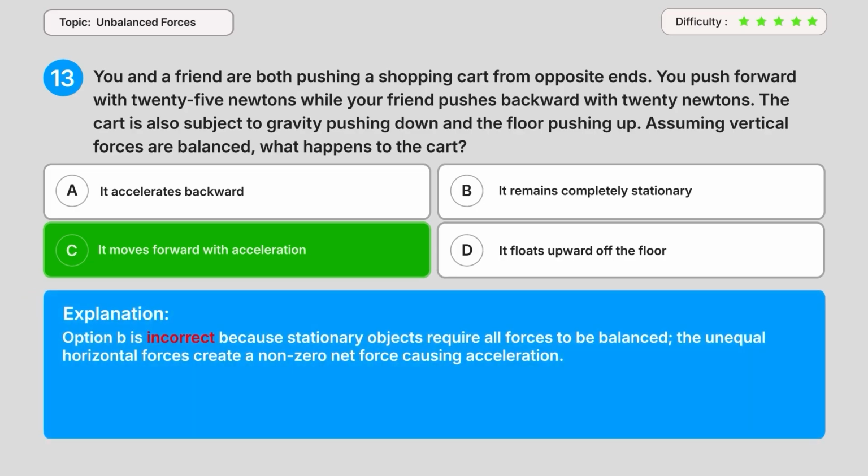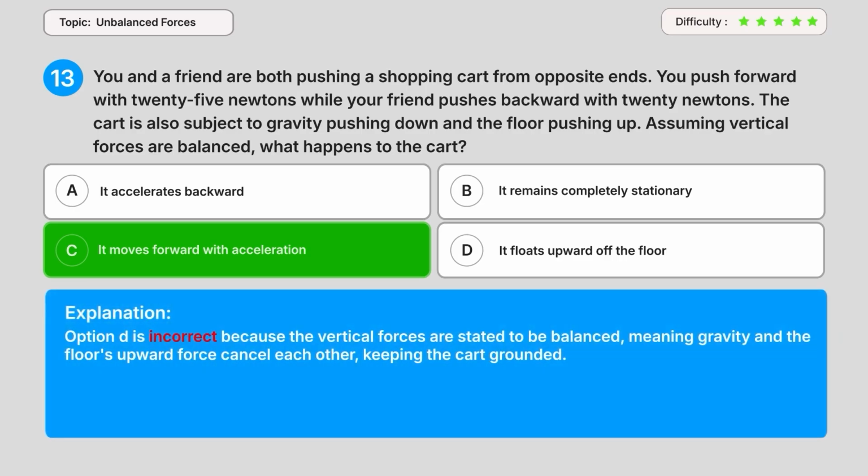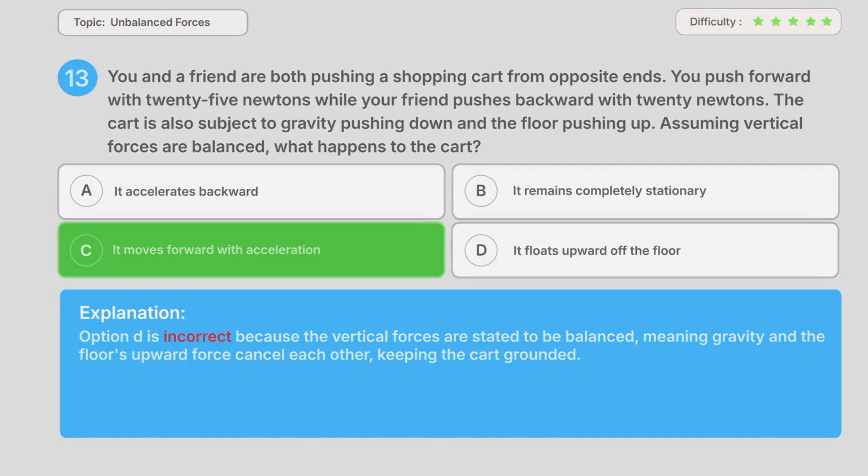Option B is incorrect because stationary objects require all forces to be balanced. The unequal horizontal forces create a non-zero net force, causing acceleration. Option D is incorrect because the vertical forces are stated to be balanced, meaning gravity and the floor's upward force cancel each other, keeping the cart grounded.